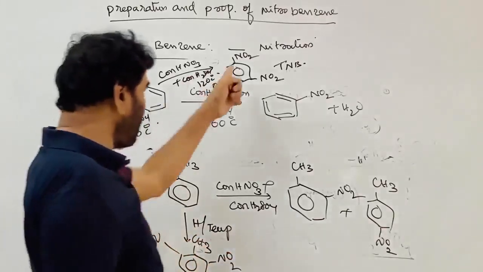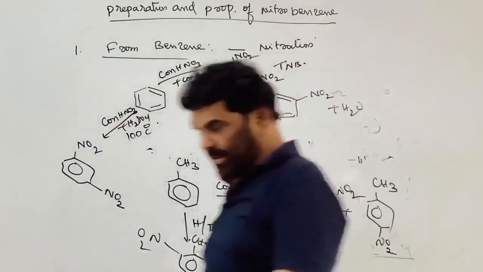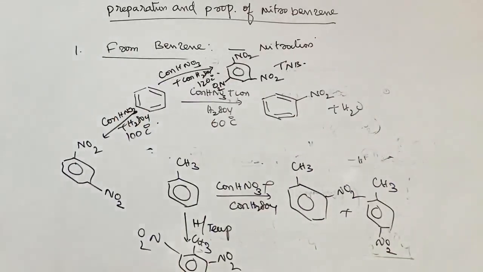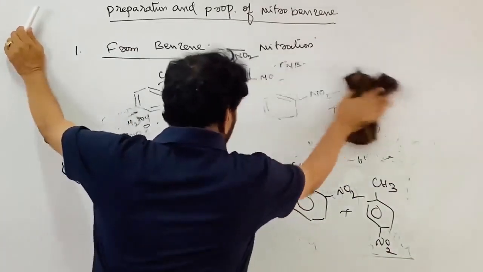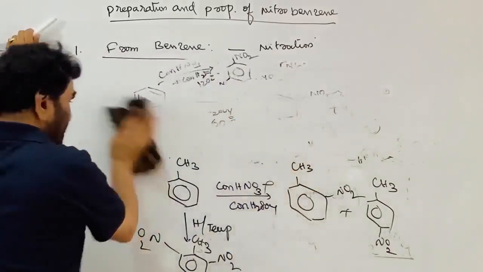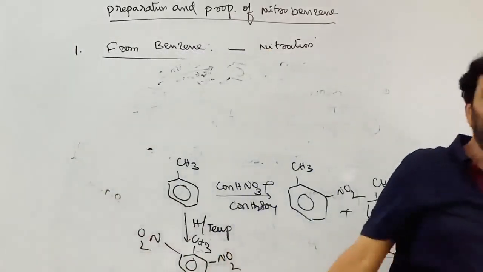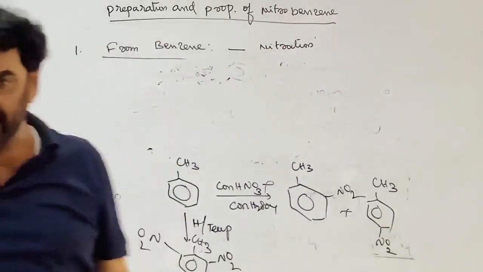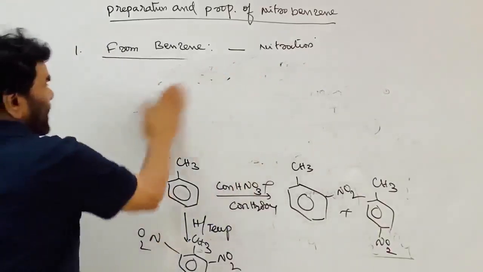So if one nitro group is present in the ring and the other nitro group is introduced, it is introduced only at the meta position with respect to the nitro group existing in the molecule, since the nitro group attached to the ring is a meta director and ring deactivator. You know the language: meta director, ring deactivator, and all these things.